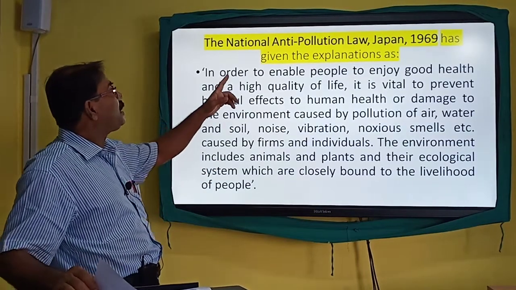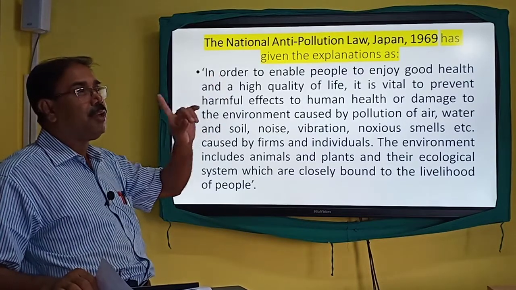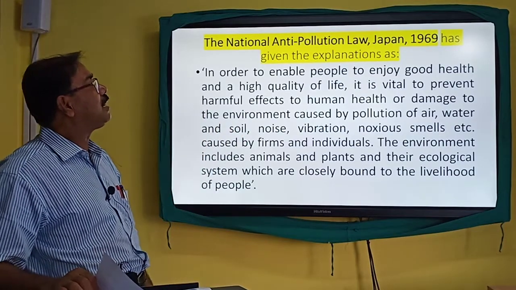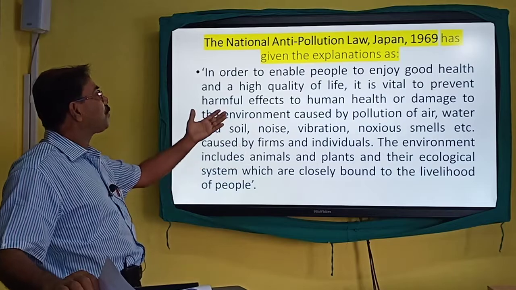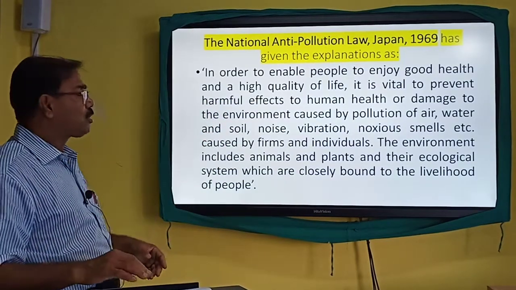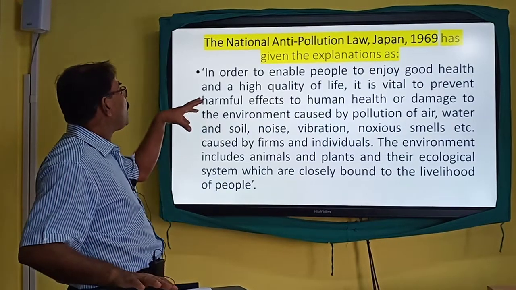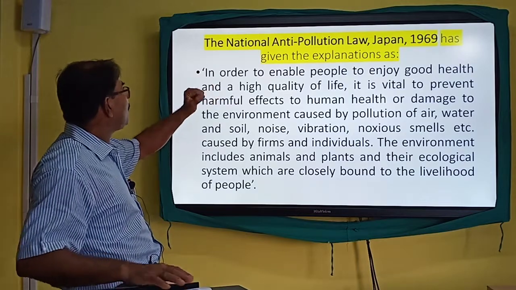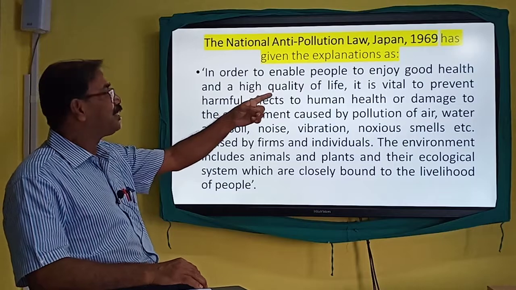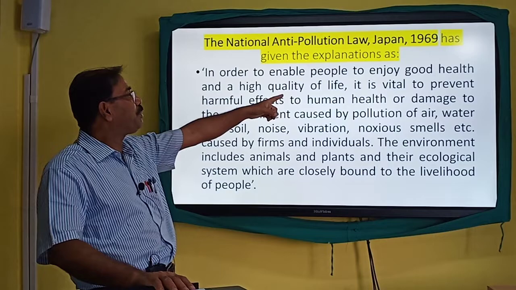Now the National Anti-Pollution Law of Japan, 1969. Again it is 1969, after 1972, 1974, 1971. How has it given the explanation? You know, Japan is a very small country. Everywhere you have seen, there is sea in Japan, and that's why Japan defined it in order to enable people to enjoy good health. Now this is very important: good health and a high quality of life. These are very important parameters.